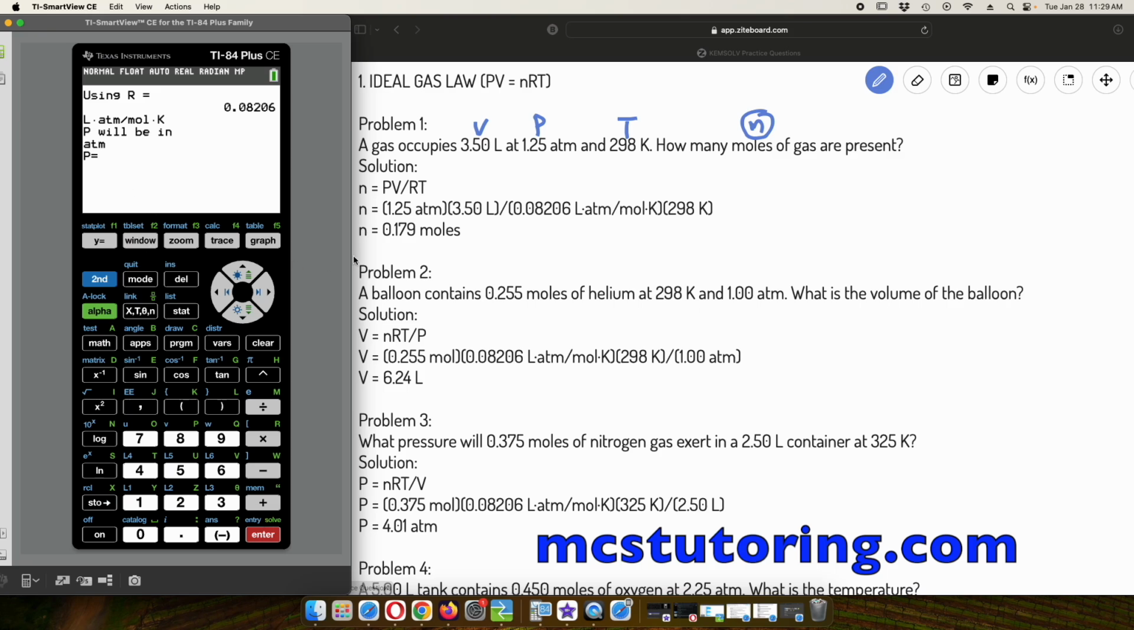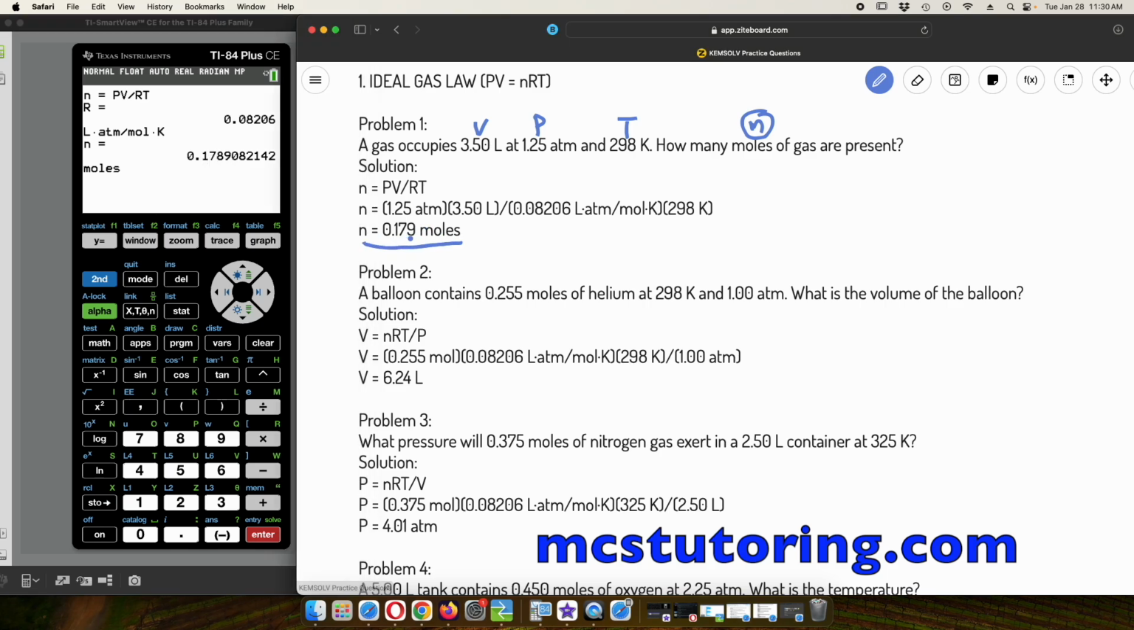It's asking for the pressure, so we enter 1.25. The volume is 3.5; you can enter 3.5 versus 3.50 liters there. Then the temperature in kelvins. Make sure it is in kelvins, because teachers can put it in Celsius or Fahrenheit. So we get N equals 0.1789, which rounds to 0.179 moles, and it gives you the unit right there.